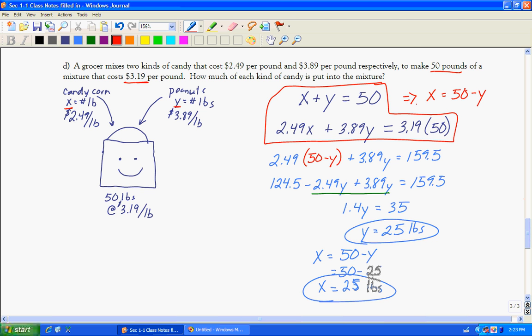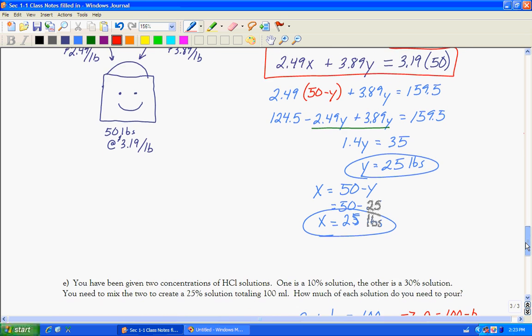It's easiest to solve the first equation for either x or y. It doesn't really matter. And then we substitute that value back into the second equation, distribute, combine like terms, move everything except for the y terms over to the other side, and then divide, and we get y to be 25 pounds. So if we know y is 25 pounds, we can use our equation from above. X is equal to 50 minus y. So that's 50 minus 25. And we end up with 25 pounds of candy corn. So we have 25 pounds of each item to make up our mixture.